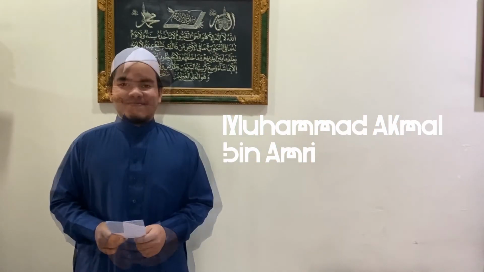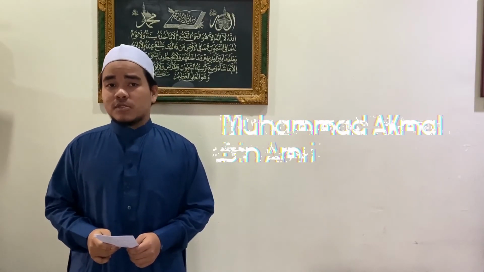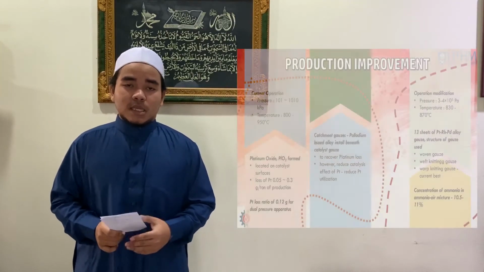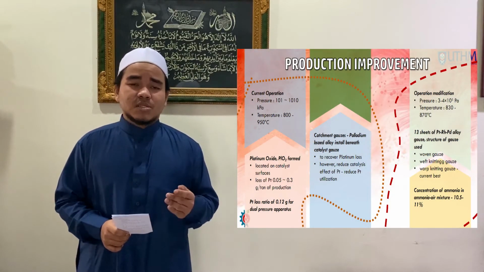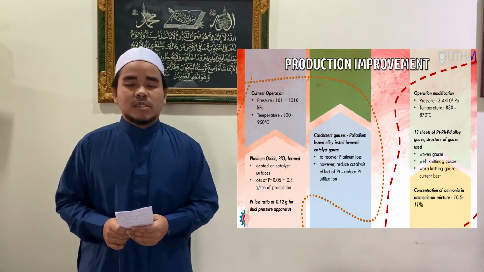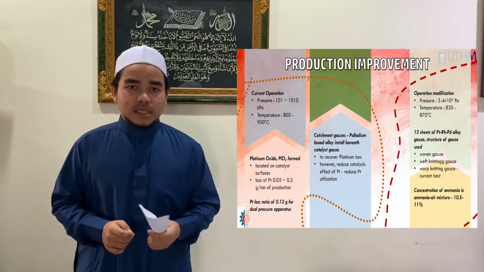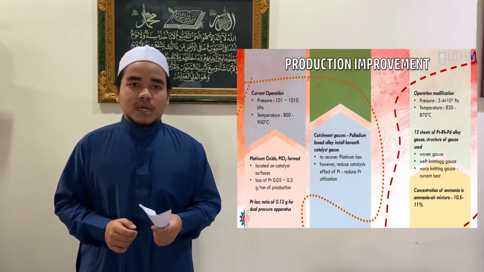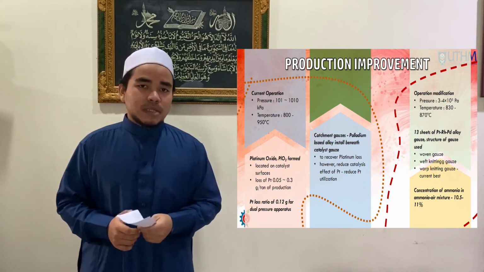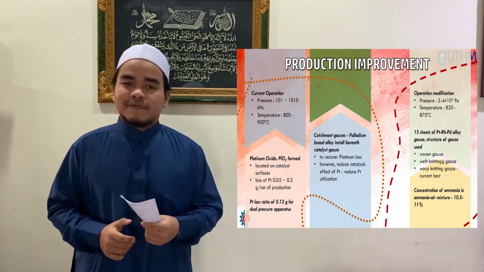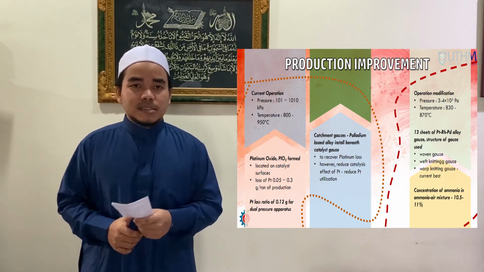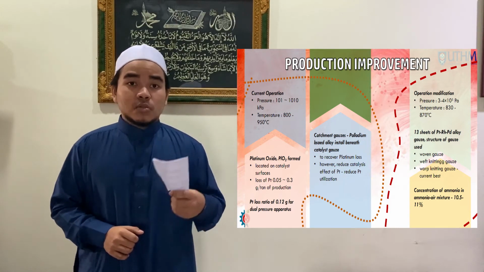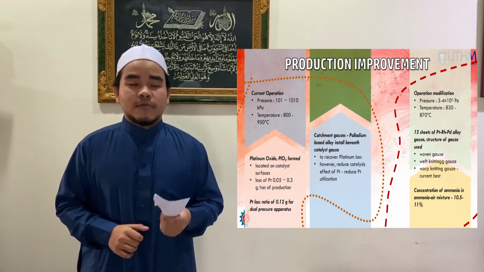Assalamualaikum, my name is Muhammad Akmal. There are some modifications that have been made in order to improve the production of nitric acid over the chosen catalyst. In the current operation, the parameters used do not improve the catalyst efficiency. Generally, in the production of nitric acid, the platinum, rhodium, palladium alloy gauze will form platinum dioxide, which will be located on the surface of the catalyst. This will lead to the loss of platinum in the amount of 0.05 to 0.3 gram per ton of production.